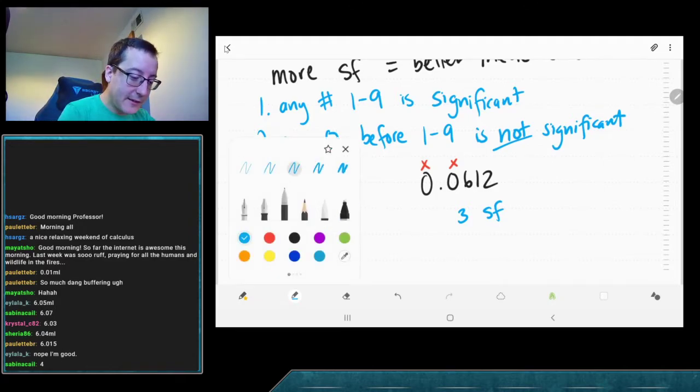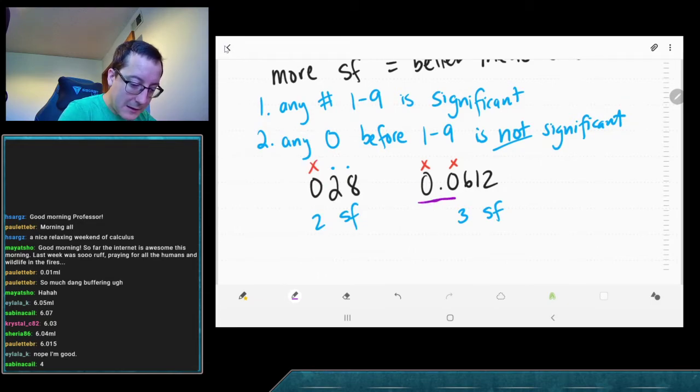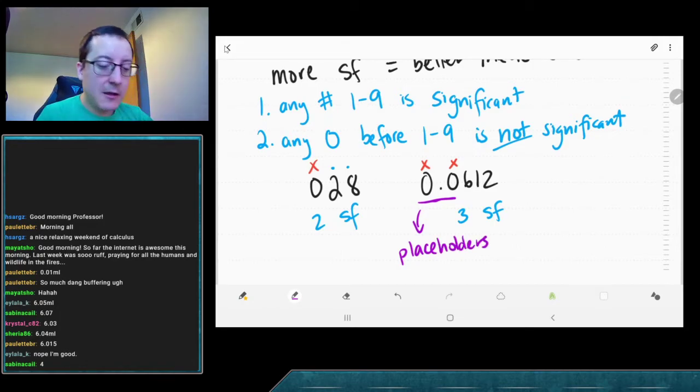We're going to see that these zeros do matter, though, because these are placeholders. They're there to let us know that this is a really small number, but other than that, they do not convey information. And we're going to see that if we put numbers into scientific notation, it's going to make it very easy for us to see which numbers are significant.